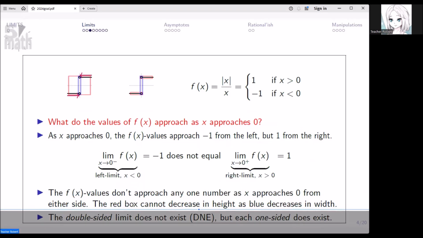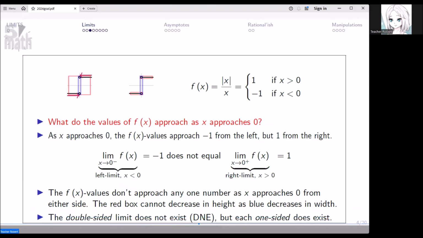The f of x values don't approach any one number as x approaches 0 from either side. The red box cannot decrease in height as blue decreases in width. The double-sided limit does not exist, but each one-sided limit does exist.